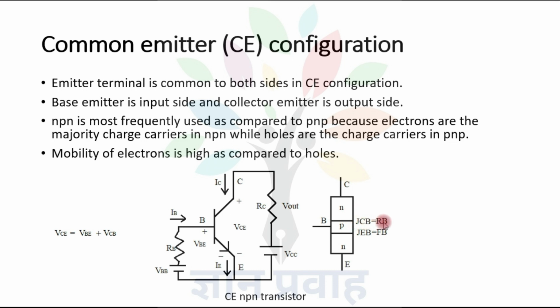CB junction must operate in reverse bias and EB junction must operate in forward bias. And here, by applying Kirchhoff's voltage law, VCE equal to VBE plus VCB. So this expression will be used for calculation of input and output characteristics. So here we are considering NPN transistor because NPN transistors contain large number of electrons and mobility of electrons is high as compared to holes. That's why NPN transistor is widely used as compared to PNP transistor.